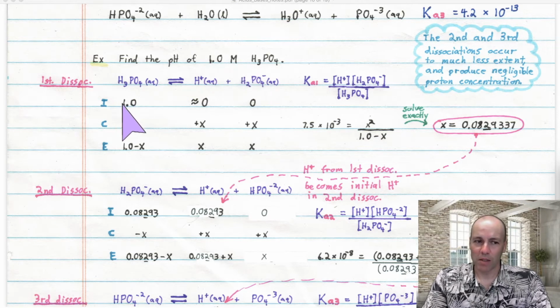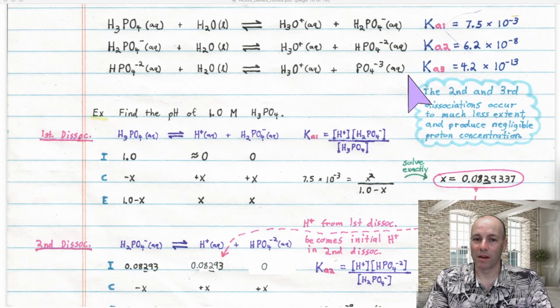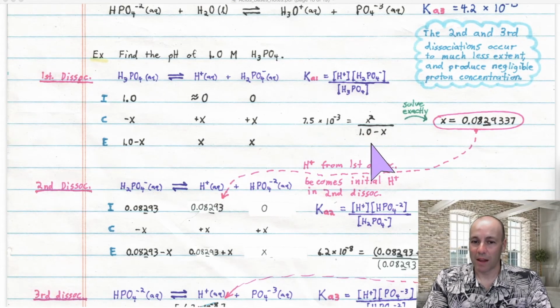So the initial concentration of H3PO4 is 1 molarity. And you don't have any products at the beginning, ignoring autoionization of water. So you lose X amount of reactant and gain X amount of products, and those are your equilibrium concentrations. And you can plug those into the Ka expression right here and plug in the value for Ka1 that was given to you up there. And now this is the equation that you have to solve.